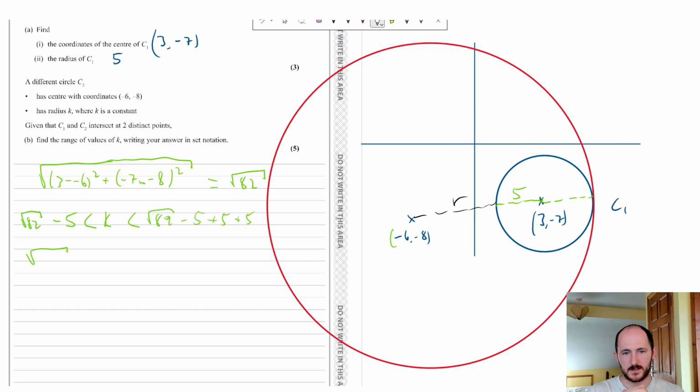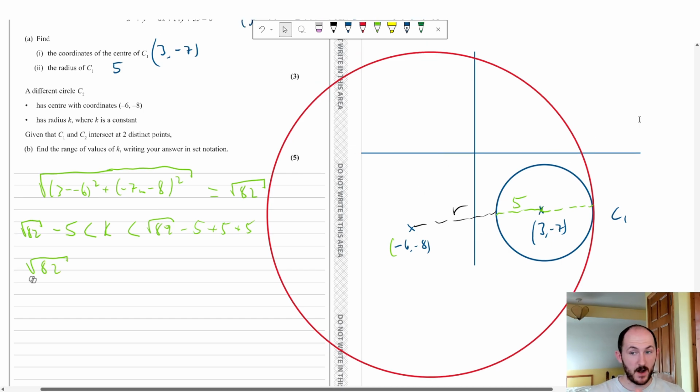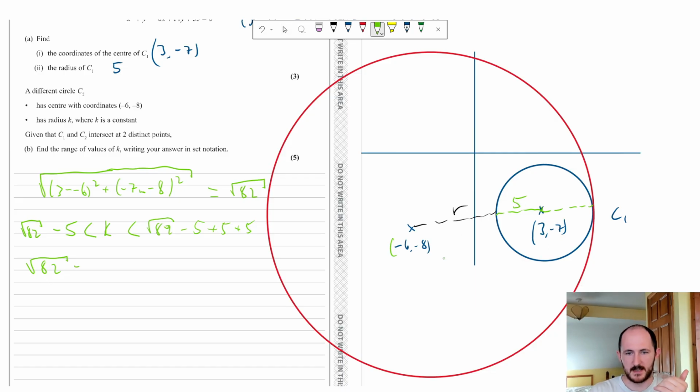So our final answer, and again, this is for 5 marks, which in my opinion is actually not that bad, considering if you visualize it, it becomes a hell of a lot easier. But I hope that that makes slightly more sense.